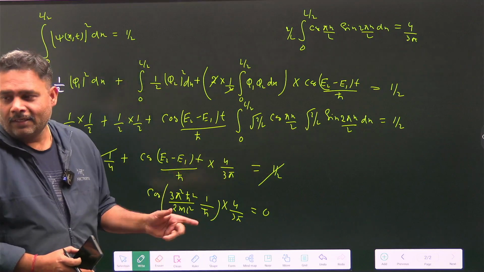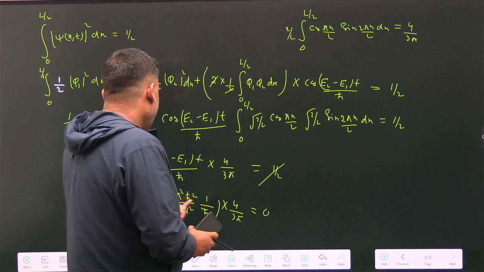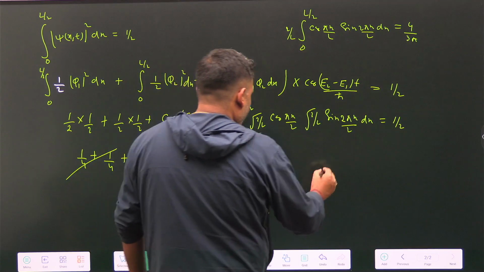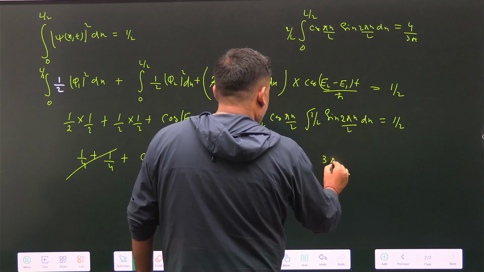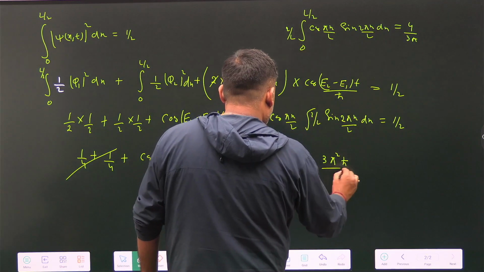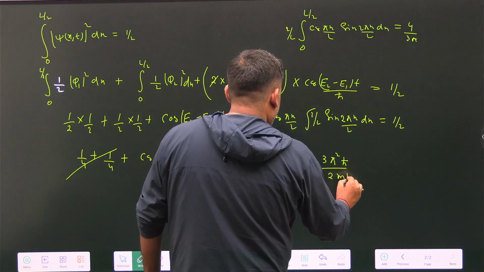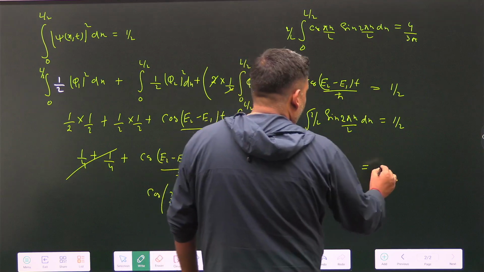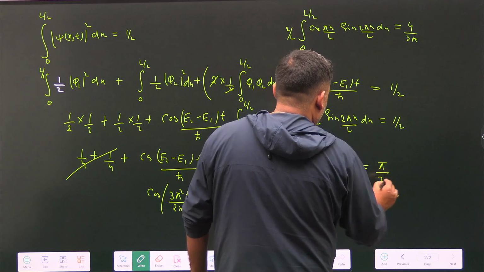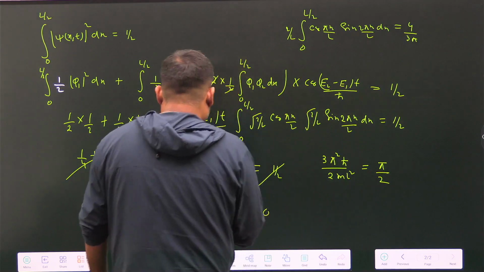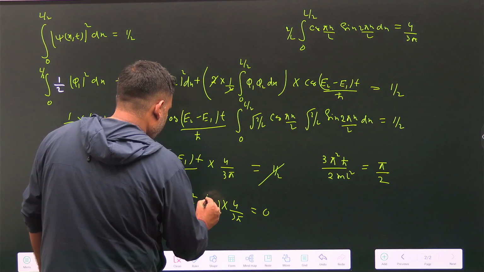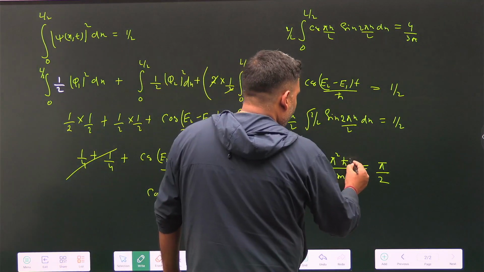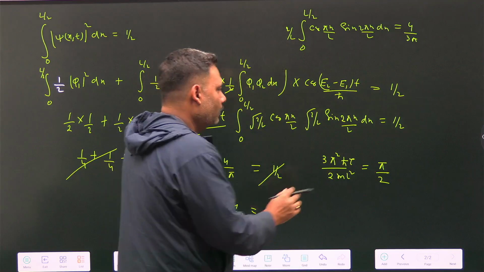This problem is given so beautifully. So what we have is 3 pi square h cut upon 2 m L square. This h cut and this h cut are cancelled. That must be equal to basically pi by 2. And time is also there. So this is your time, and this time is tau. So that will be equal to pi by 2.